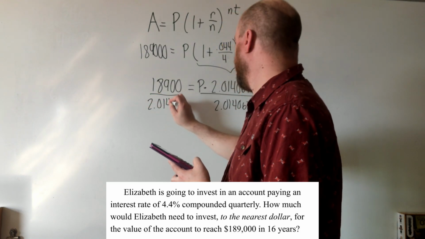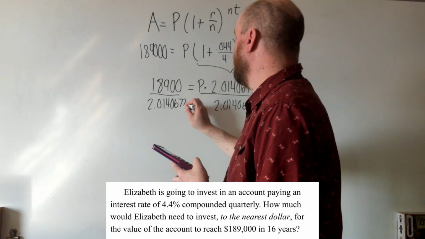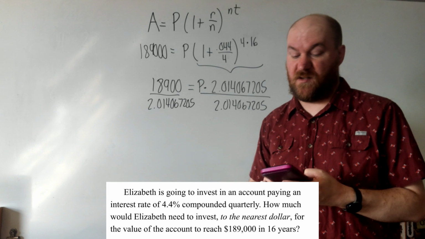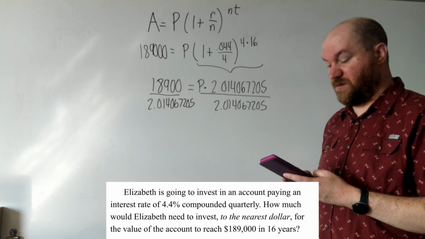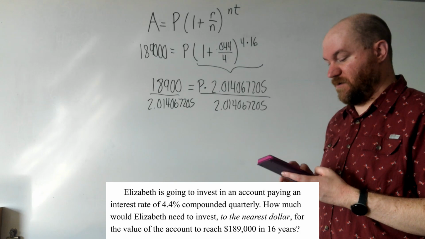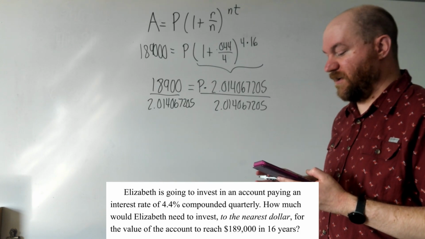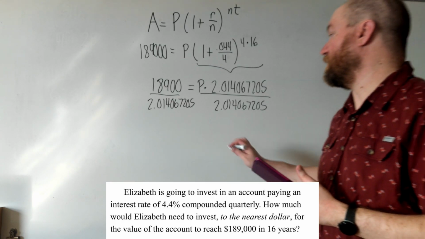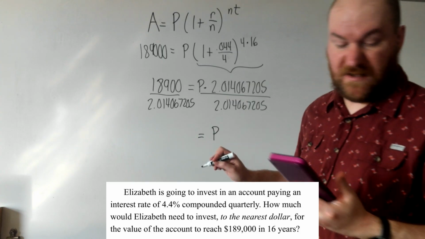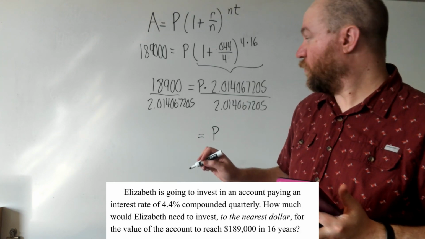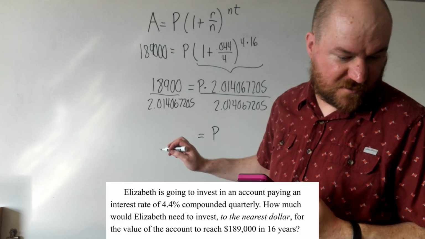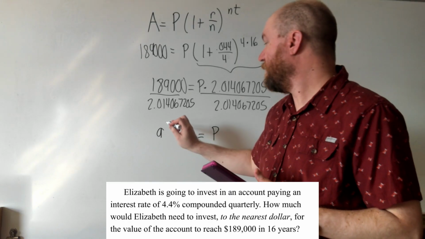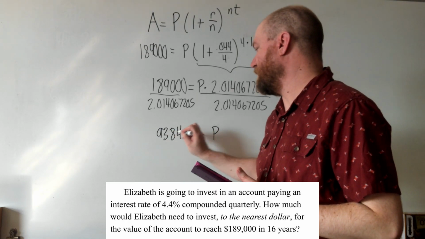Even though I'm writing out the whole thing, I'm still going to use whatever's on the calculator screen. I believe the calculator still knows the decimals beyond what's on the screen, so we want to be as precise as possible here. So 18,900 divided by, and we get 938399. Rounded to the nearest dollar, so that means this P is going to be 93,840. I think I lost a 0. I did. I lost a 0 there. So 93,840 is our answer for that question.